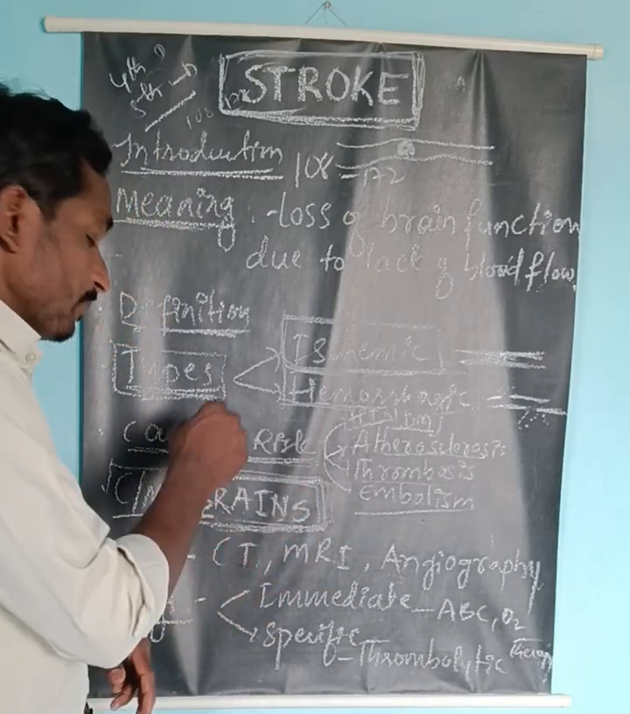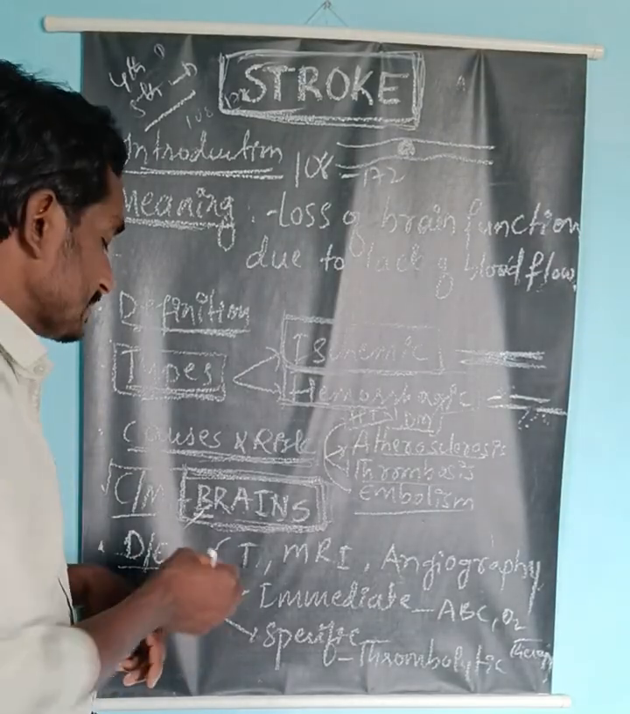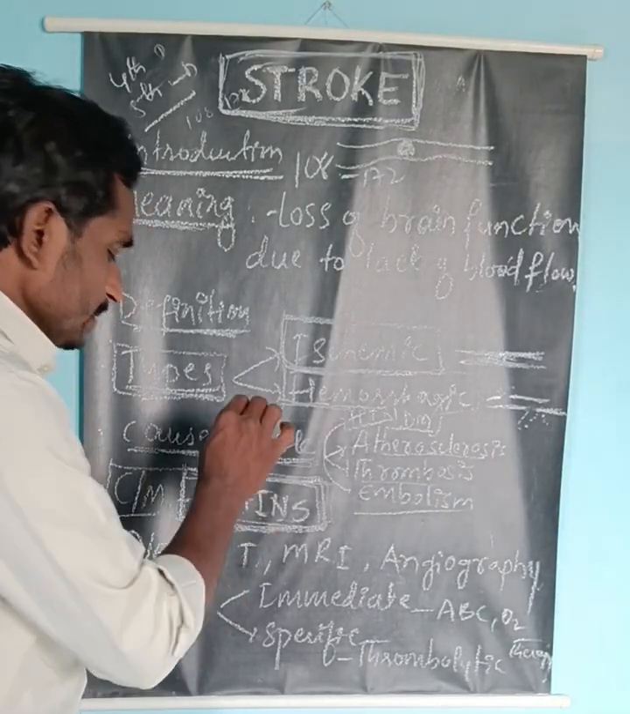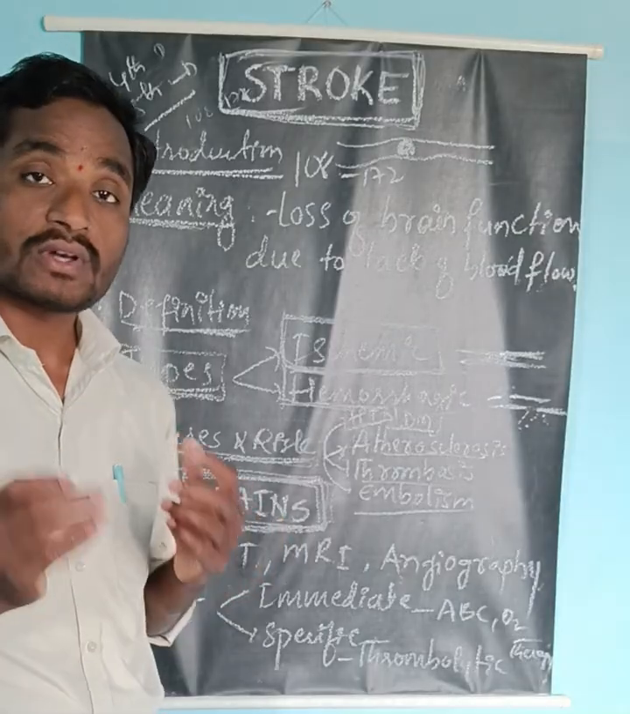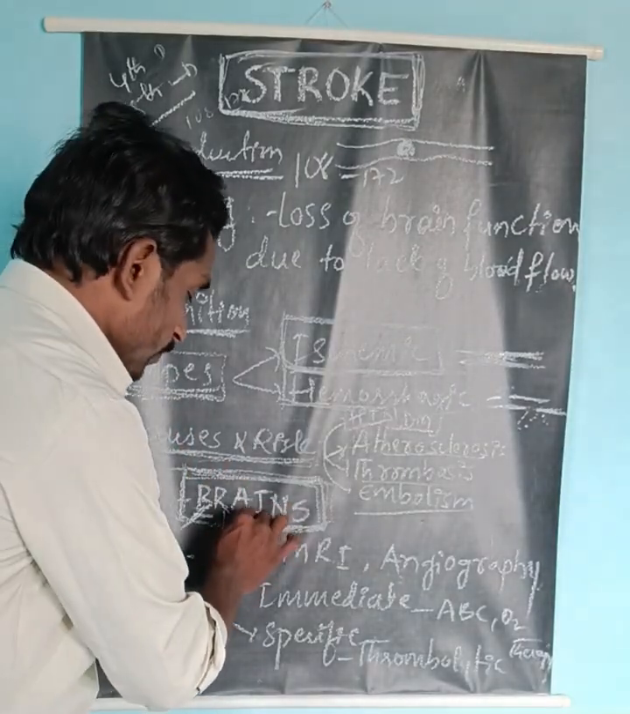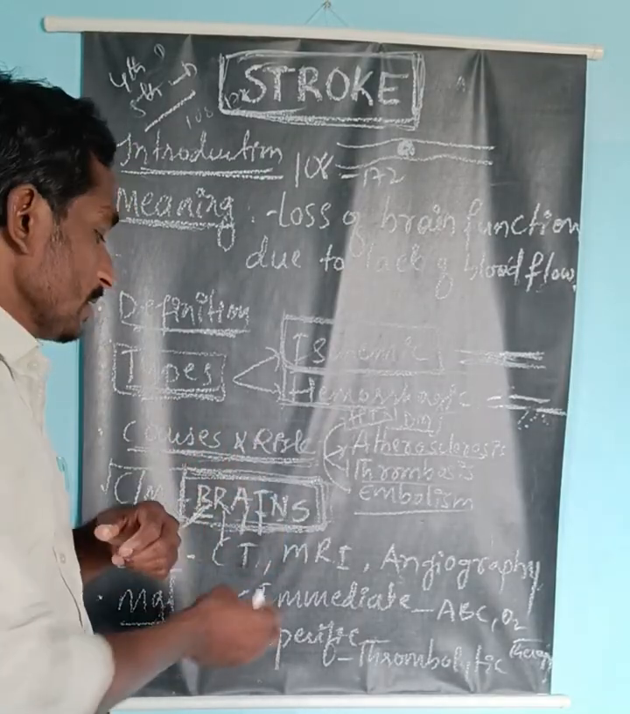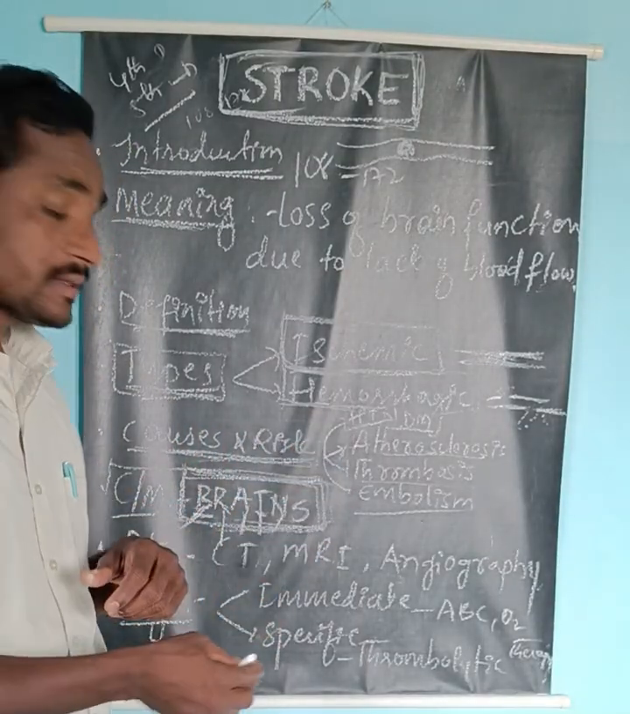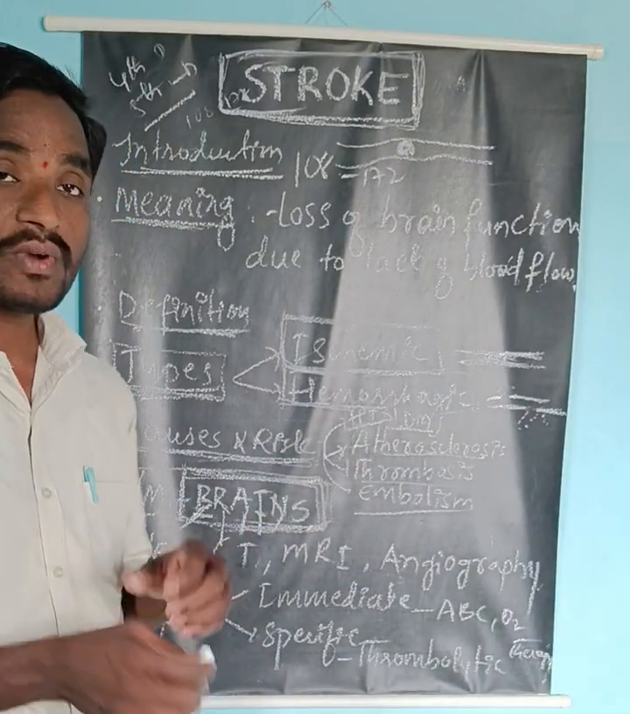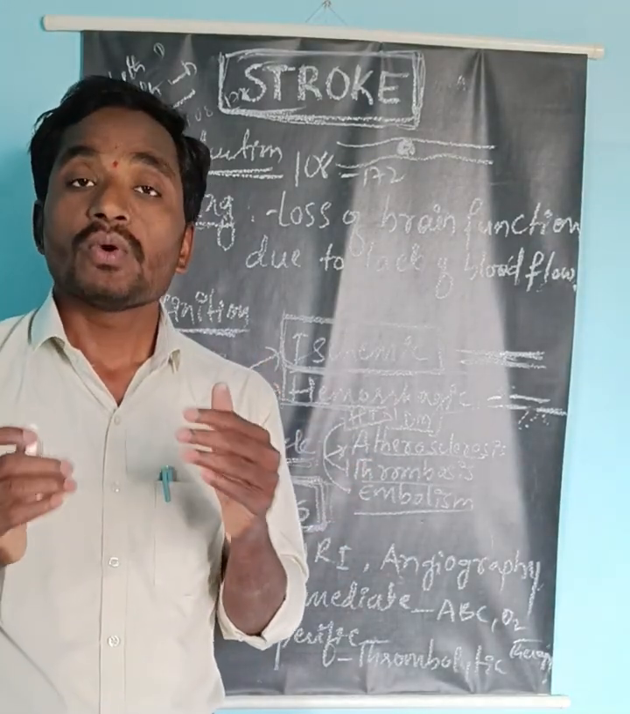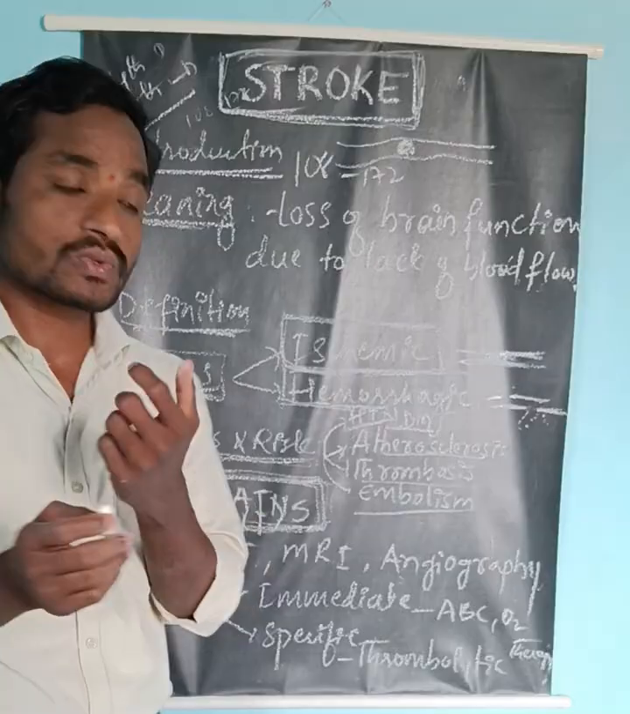Here B is balance, loss of balance. R is reduced vision, a vision problem. A is arm weakness, inability to speak or inability to walk. I is inability to walk, and N is numbness, and S is seizures. These are the clinical manifestations we are going to see in case of a stroke.